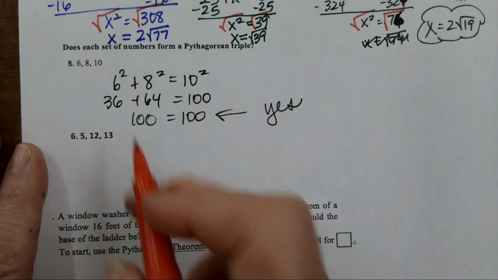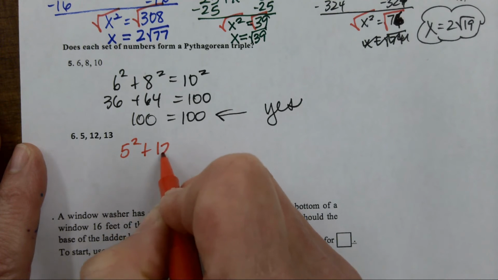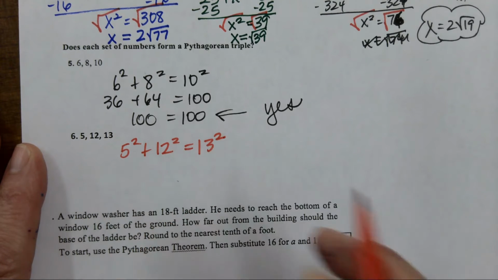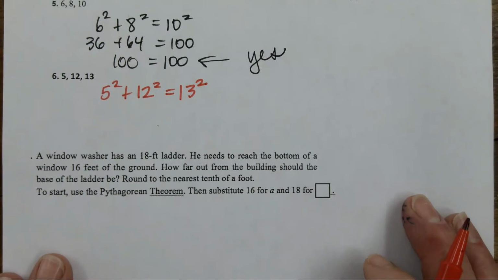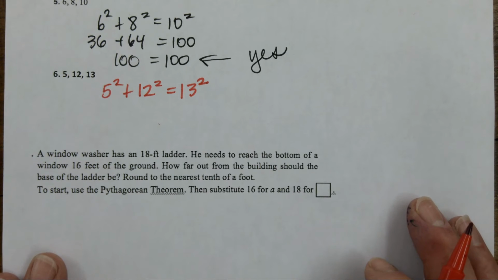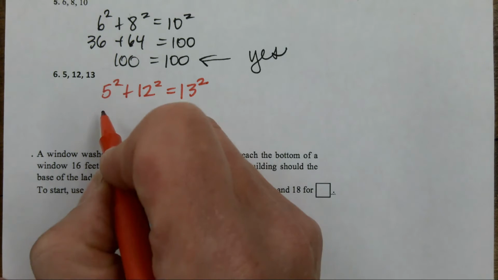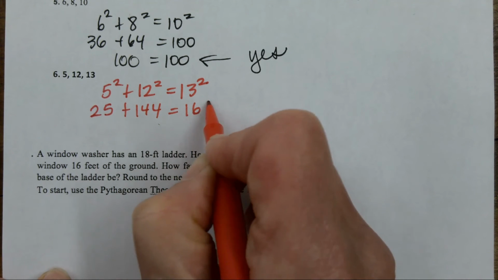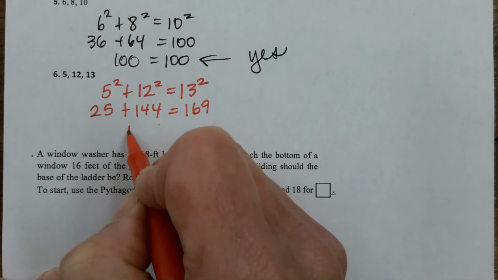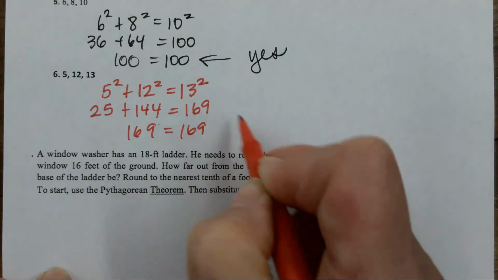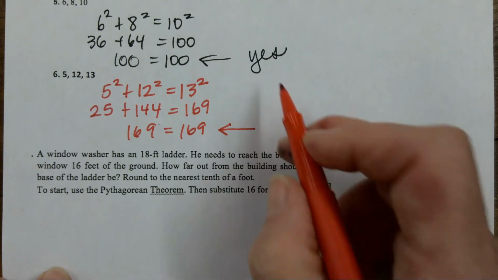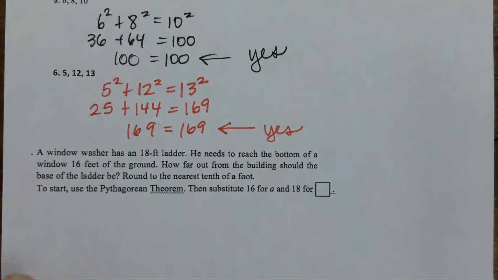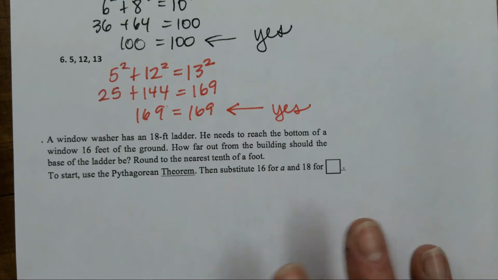So is 5 squared plus 12 squared equal to 13 squared? That's what we need to check. If it works, our answer is yes. If it doesn't work, we'll get some different information from it. We'll talk about that shortly.